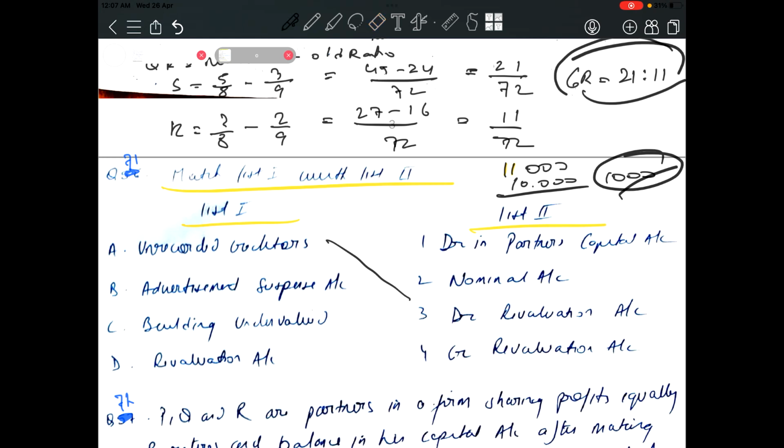Advertisement expense, advertisement suspense account, where will this go? This will go to debit side of partners capital account. Okay, debit side of partners capital account.